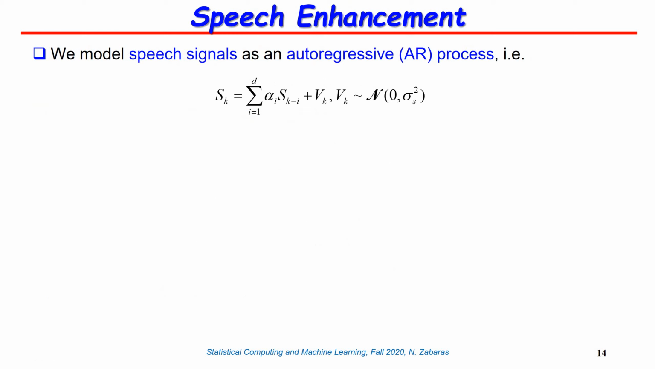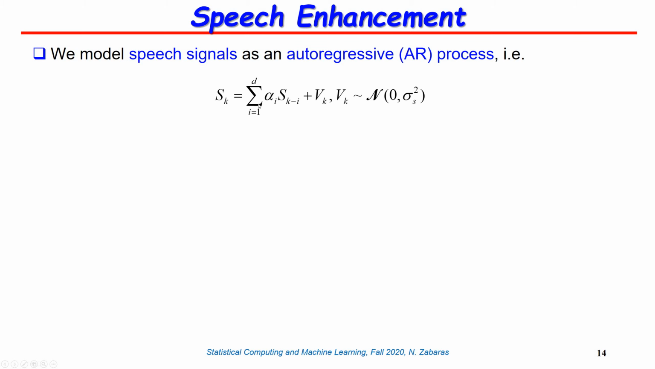Let's look at a model related to speech enhancement. So let us assume that we have speech signals that I denote here at time k as s_k. What we're going to do is to define s_k. We're going to introduce what is called an autoregressive process. So s_k is going to be a linear combination of the previous d values of the speech signals.